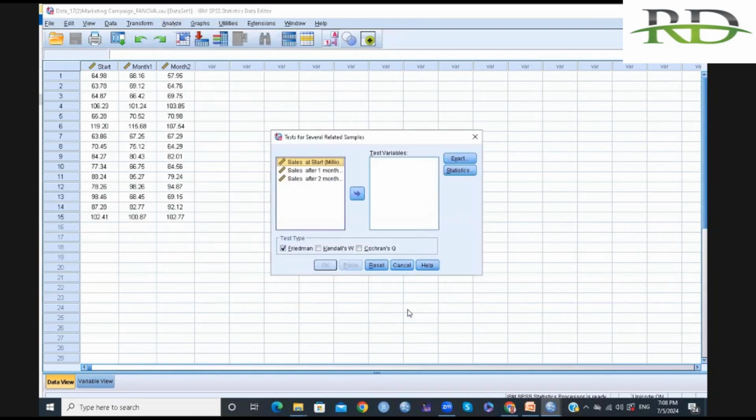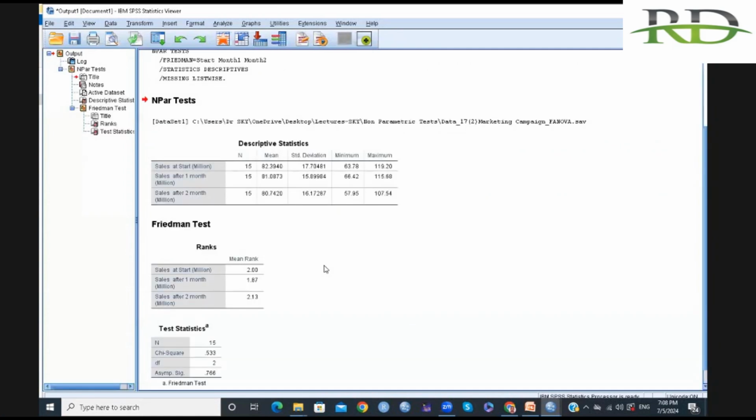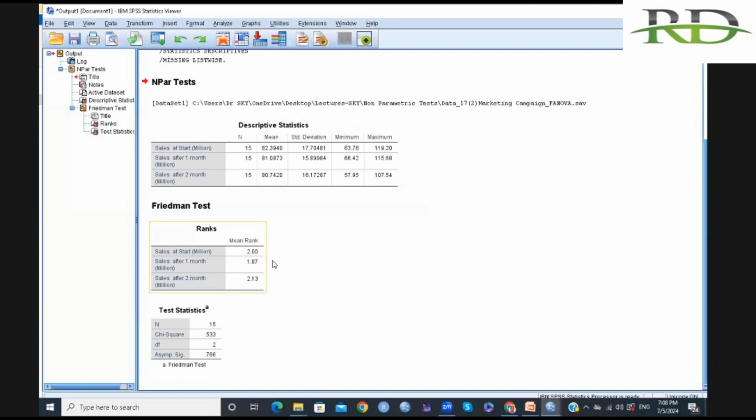K Related Samples. You select all and put them here, and you can go for the statistics, descriptive as well. And then Friedman is here, then click on OK. So these are the descriptive statistics. The median score must be there if the data is not normal. So there is no need for the mean score, there is need for the median score. And you can see the mean ranks.